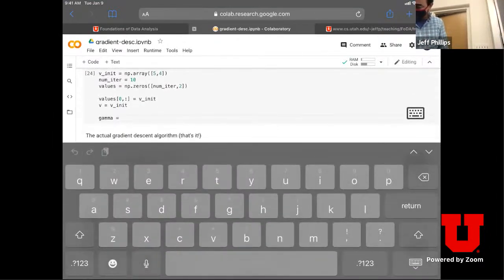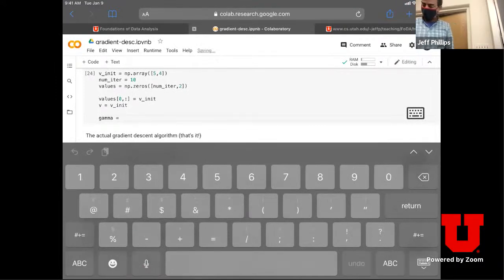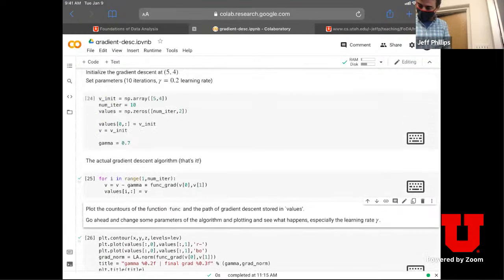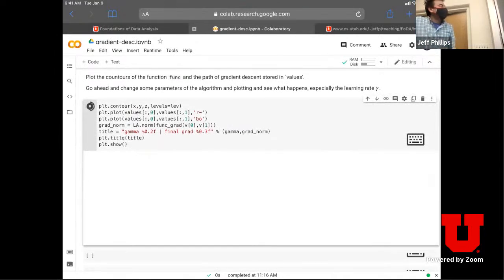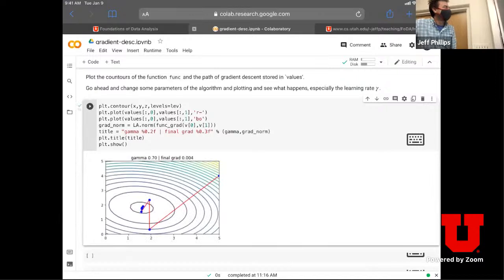try this again here. What should I try as a learning rate? 0.7. All right. Okay, let's see. The anticipation. Okay, good. All right, 0.7. I think we found the minimum here. We did pretty good. The final gradient now is 0.004. So the gradient is small. At the minimum, the gradient should be 0, so the norm of it should be 0 as well. That's a good indication that we're getting small. So we've done better than 0.2.